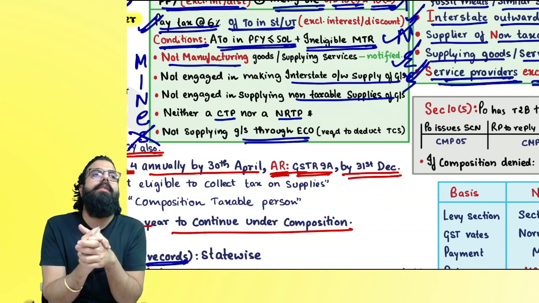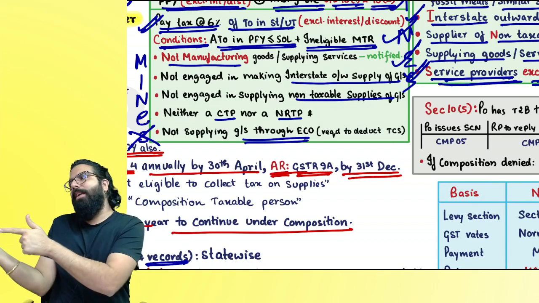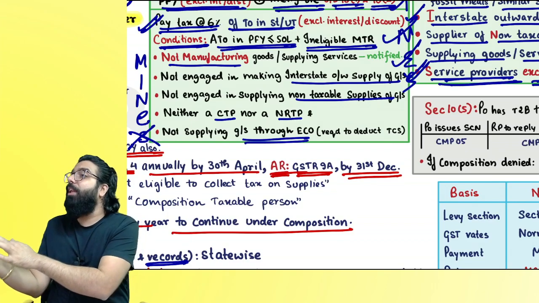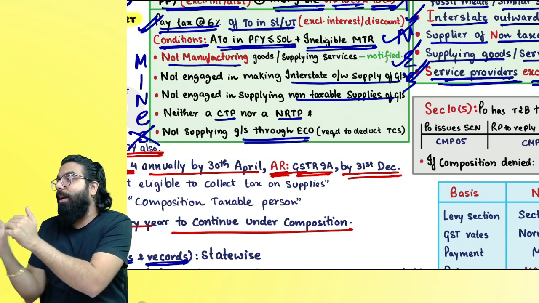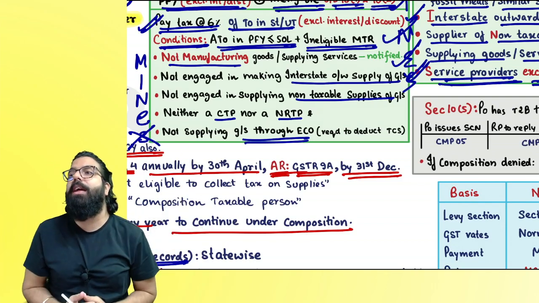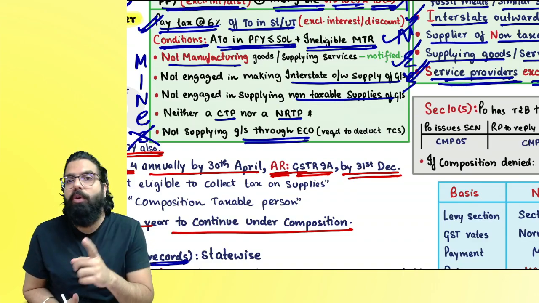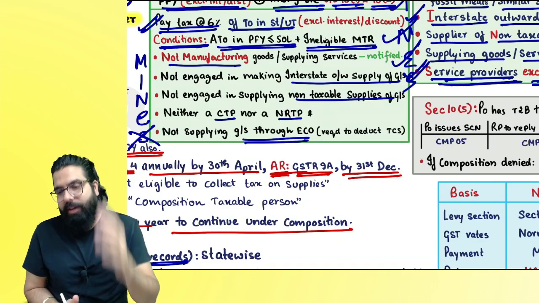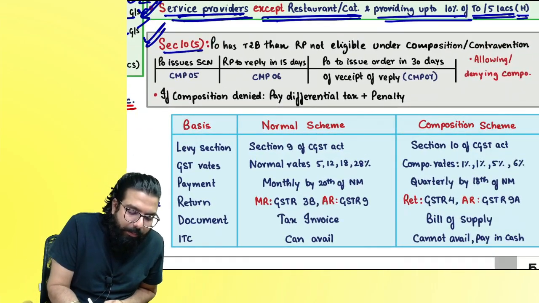All other conditions for section number 10.2A people also remain the same. Only thing, last year's turnover up to 50 lakh. 50 lakh for all states. Any state you are in, 50 lakh only. Last year's turnover up to 50 lakh. In the current financial year up to 50 lakh, you can go for 10.2A and you can pay how much tax? 6%.